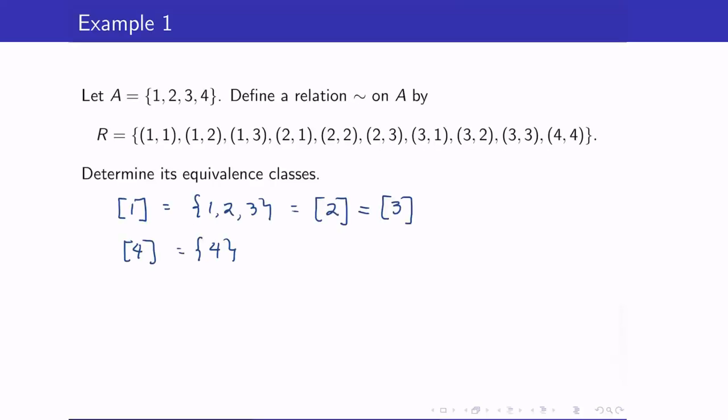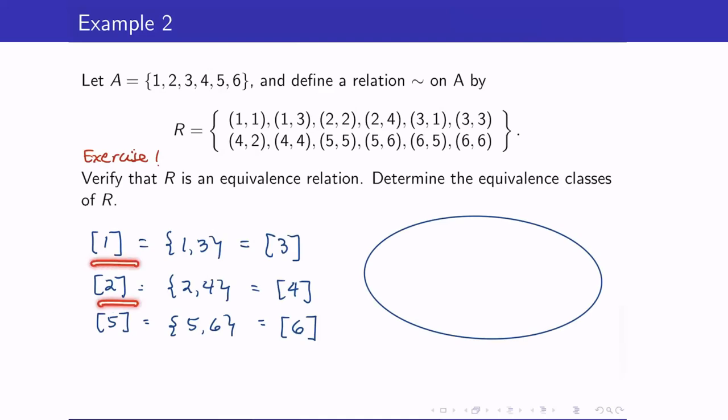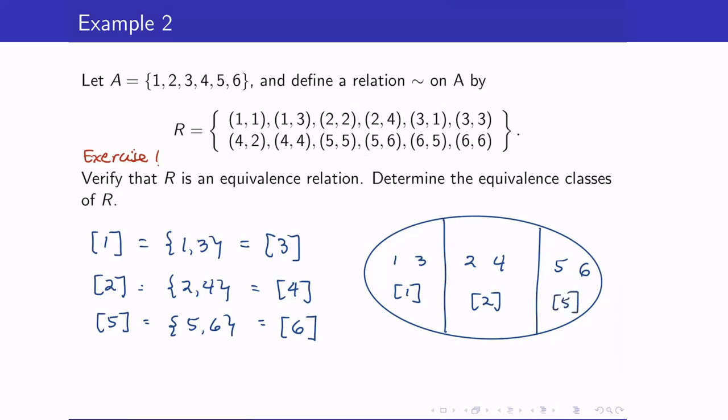In our first example, we were able to determine the equivalence classes of A. So A is the set 1, 2, 3, 4, and what are the distinct equivalence classes? We partitioned it into 1, 2, and 3. Take note that this is the equivalence class containing 1 and the equivalence class containing 4. This is a partition of A, right? What about this one? The distinct equivalence classes are these 3 sets. So we have 1, 3. That's the first set. 2, 4, and 5, 6.